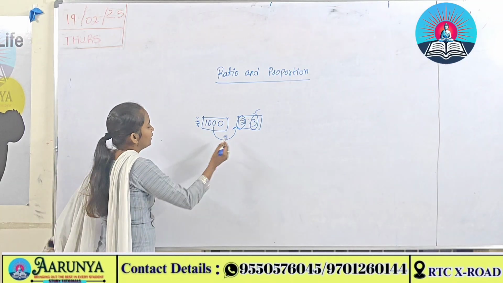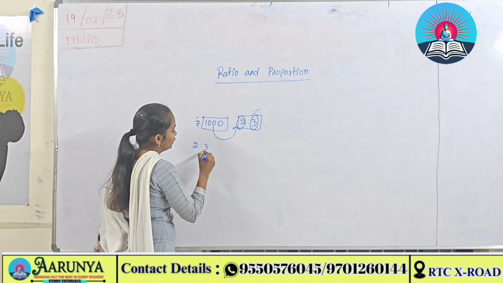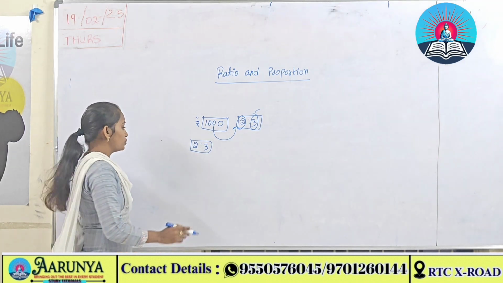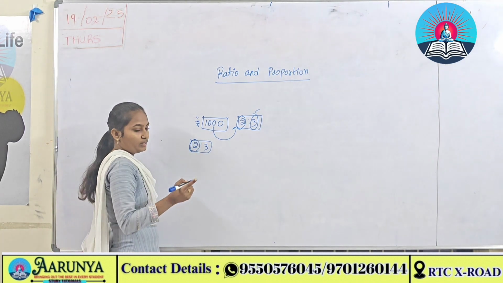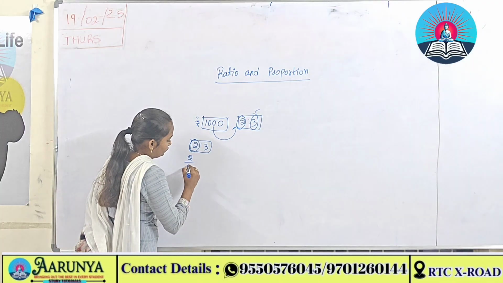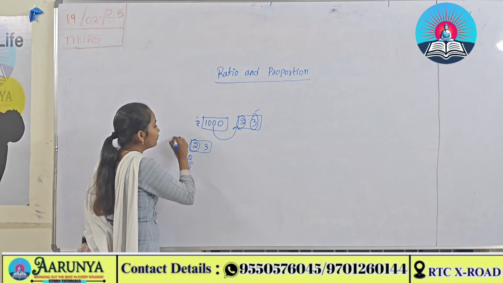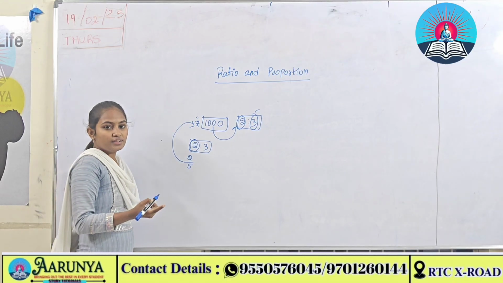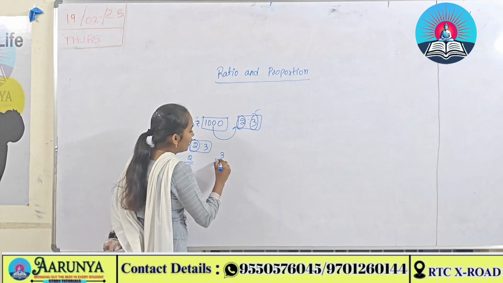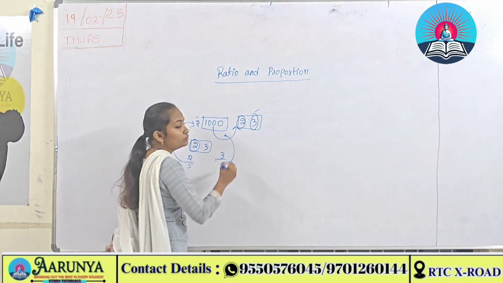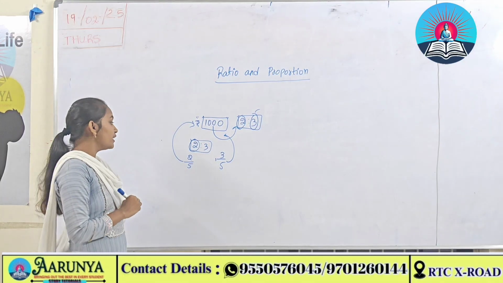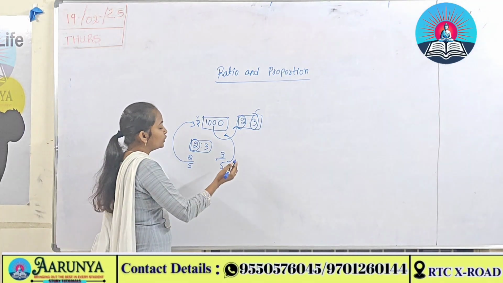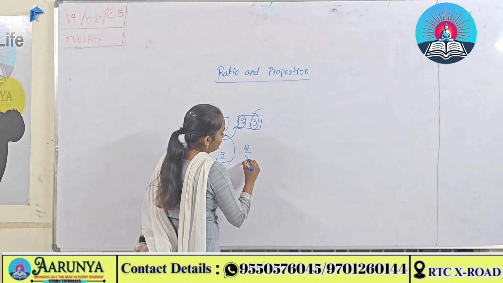See, when the ratios are 2:3, we know what's 2 plus 3? 5. So first this is Hanish's one. So 2 by 5, which means 2 by 5 part of 1000 I want to give to Hanish. And 3 by 5 part of 1000 I want to give to Likit. So let's calculate how much Hanish will get, how much Likit will get. So what's the 2 by 5 part of 1000?